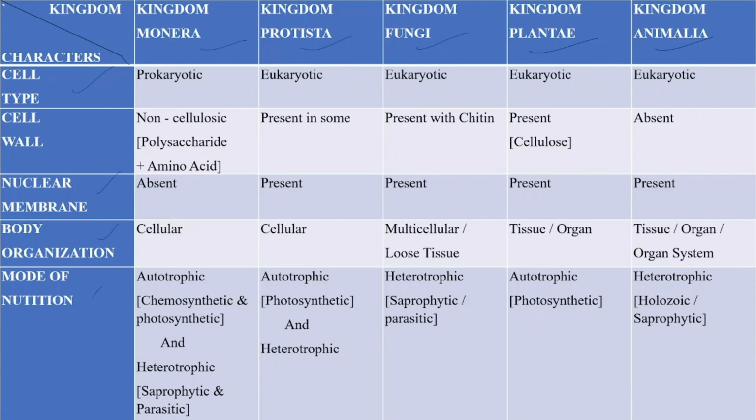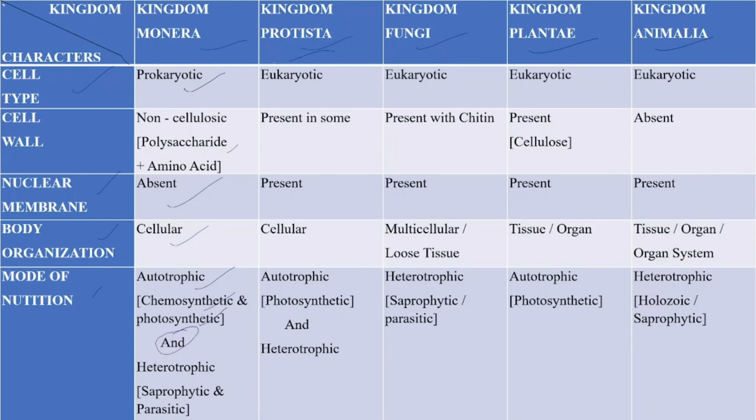So in kingdom Monera, the cell type is prokaryotic, and the cell wall is non-cellulosic, made up of polysaccharides and amino acids. Nuclear membrane is absent since they are prokaryotic. Body organization is cellular. Mode of nutrition is autotrophic, specially chemosynthetic and photosynthetic, and also heterotrophic, that is saprophytic and parasitic.